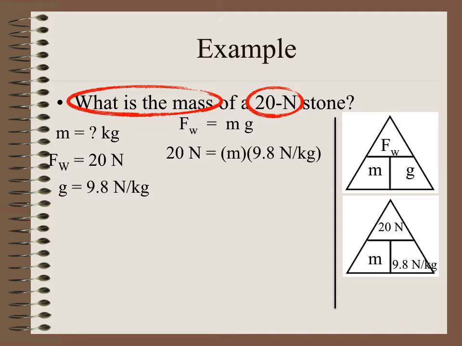In order to get that m by itself now, we're going to need to divide. If we use the triangle, we could put the 20 in for the Fw on top and the 9.8 for gravity on the lower right. And we could see that the 20 is over top of the 9.8, indicating division. So in this case, we know that we're going to have to divide without having to worry about what we need to do algebraically. The units are in and we can see that newtons are going to cancel. We're going to be left with kilograms. And our mass comes out to be approximately 2 kilograms. It's a little bit over, but we'll round. And that's our final answer.